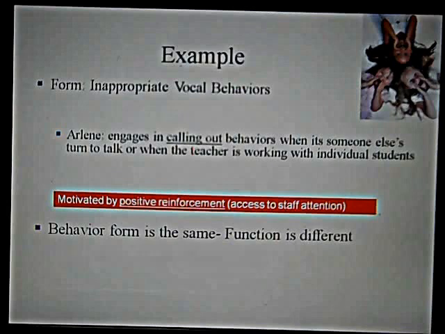So why is she participating in this type of behavior? It's for the attention of others. So the behavior is the calling out. The function or the purpose is to gain extra staff attention.